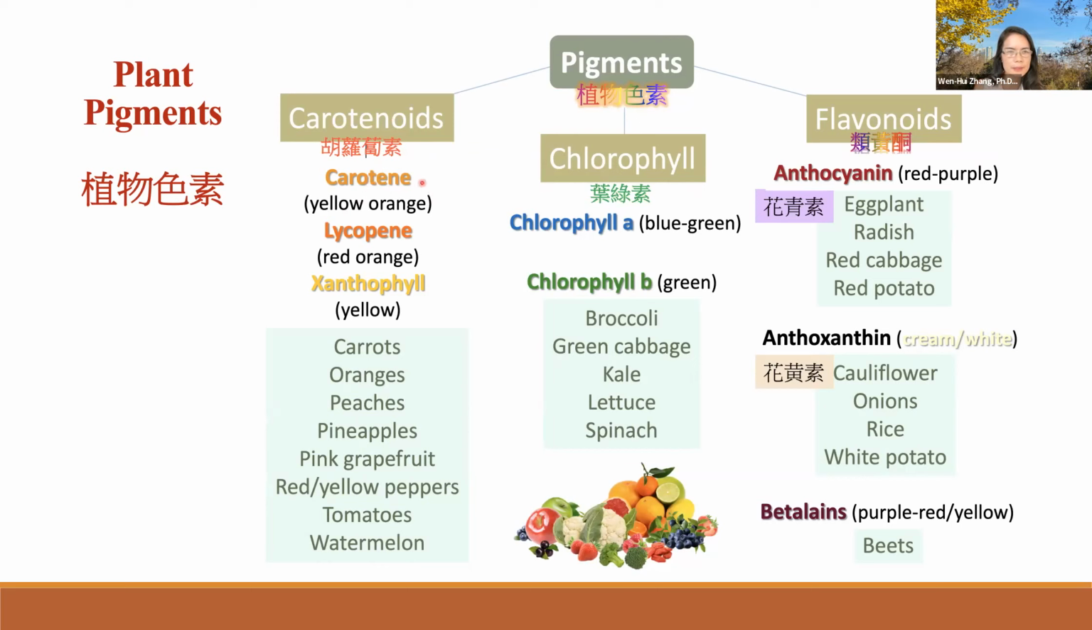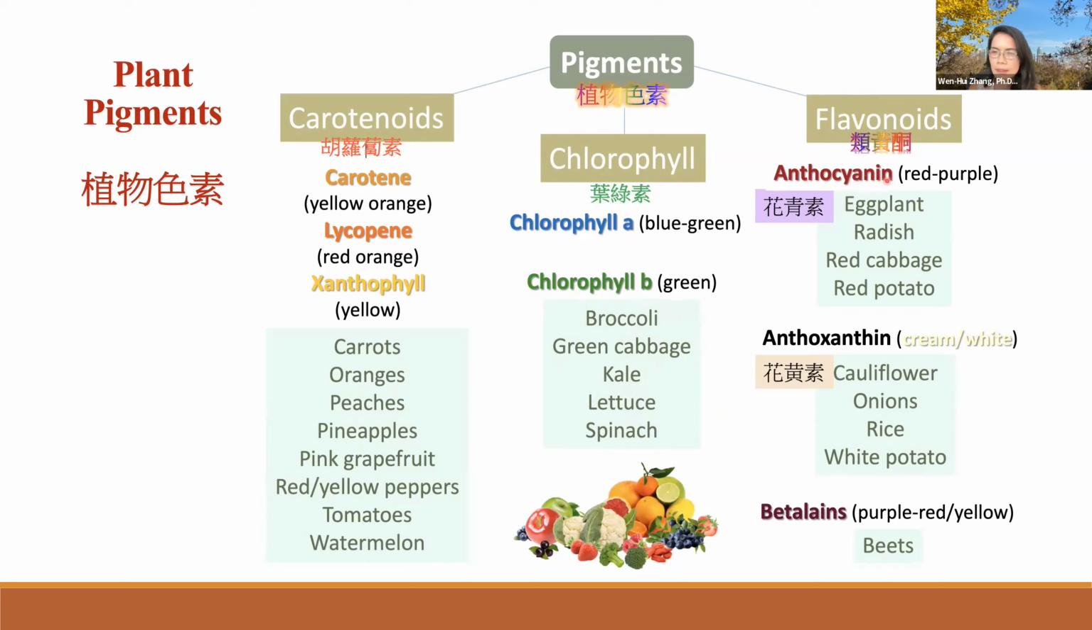Carotenoids give the plant, usually the fruits or the vegetables, a yellow-orange color. Lycopene is a red-orange color. And chlorophyll, of course, gives the green colors in plants. So all the green leafy vegetables have lots of chlorophyll: broccoli, green cabbage, kale, lettuce, spinach. And flavonoids, that's the most colorful plant pigments.